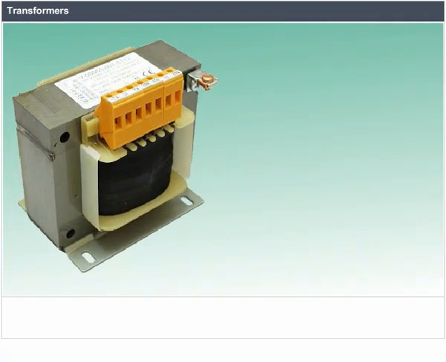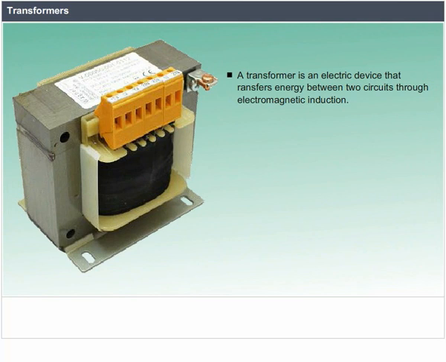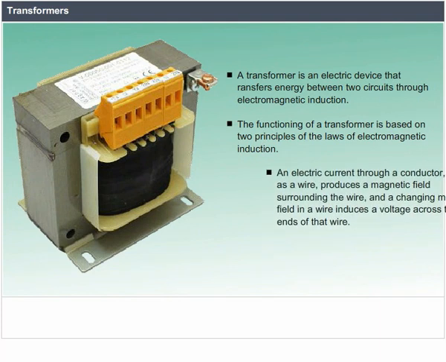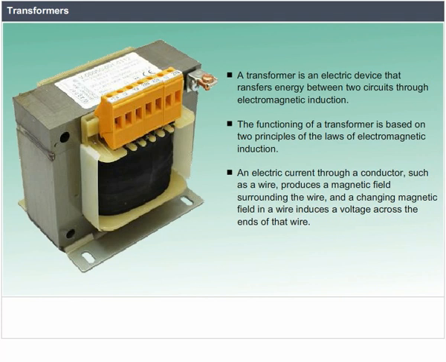Transformers. A transformer is an electric device that transfers energy between two circuits through electromagnetic induction. The functioning of a transformer is based on two principles of the laws of electromagnetic induction. An electric current through a conductor, such as a wire, produces a magnetic field surrounding the wire, and a changing magnetic field in a wire induces a voltage across the ends of that wire.